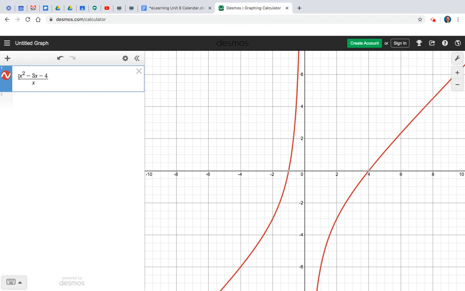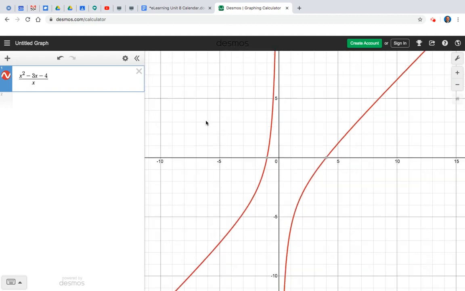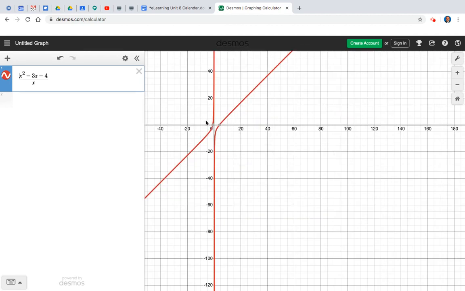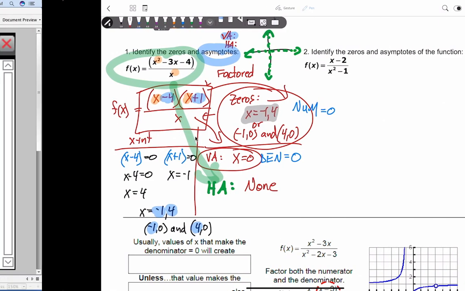And there's our equation. And you notice, if I zoom out, we don't see a horizontal line that the graph approaches. It actually looks like there's a slanted line that it approaches as you go to the right and as you go to the left. But nonetheless, let's verify the pieces that we were looking for.